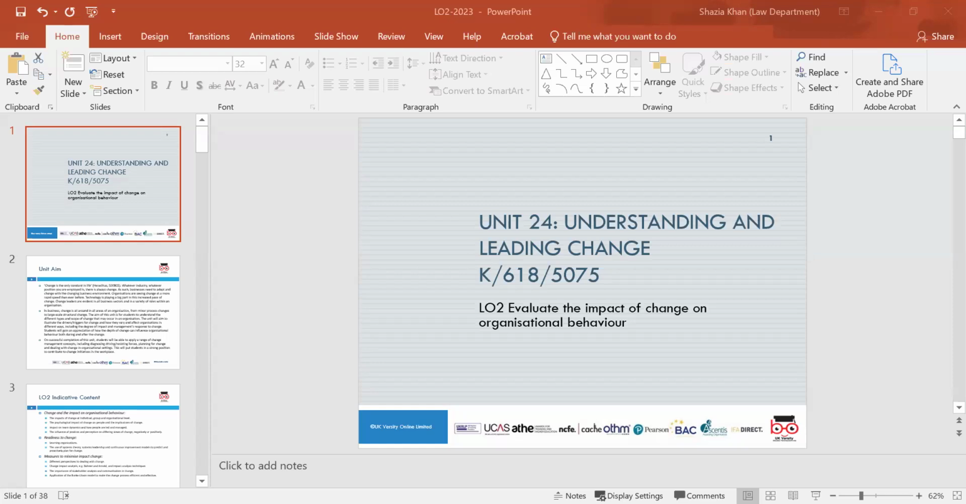We looked at different types of change that include planned or emergent, initiated or imposed change, types of organizational change as well. We looked at strategic change, structural change, cultural change, technological change, process change, and people change. So I'm just recapping on that.